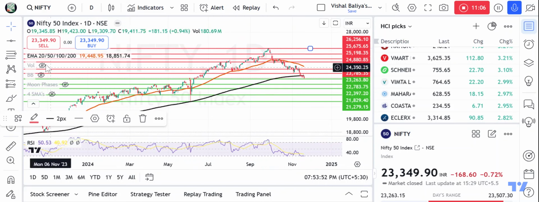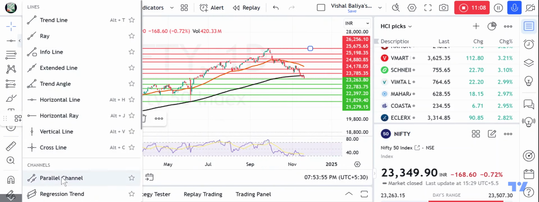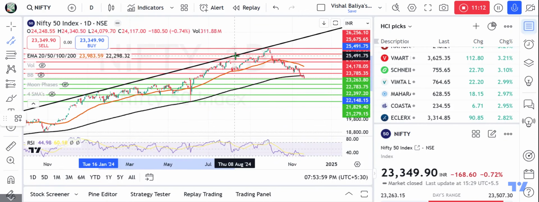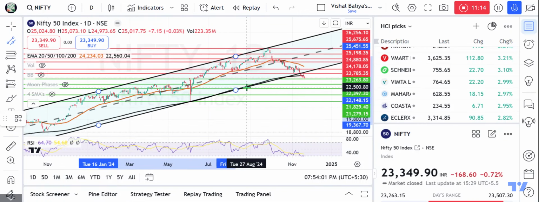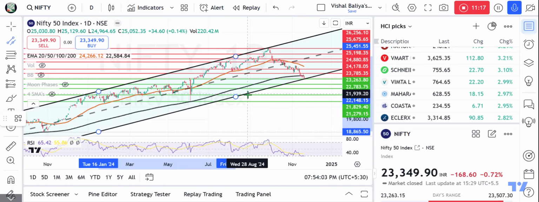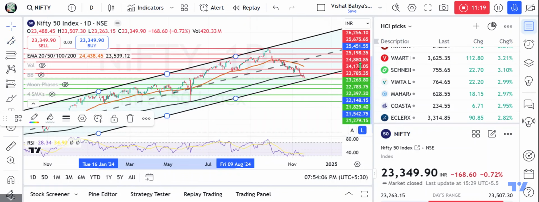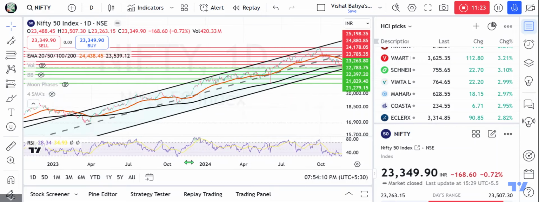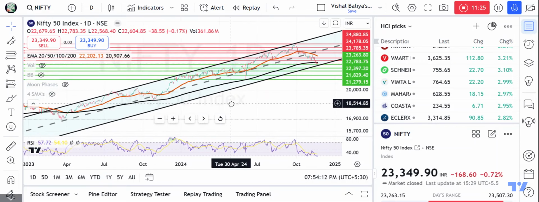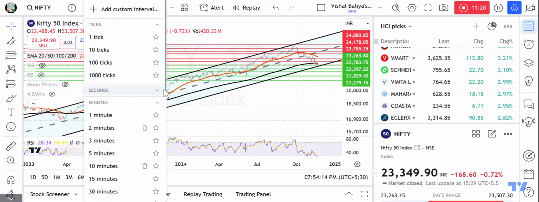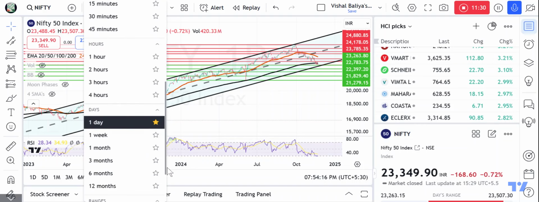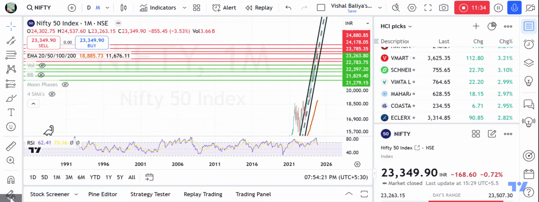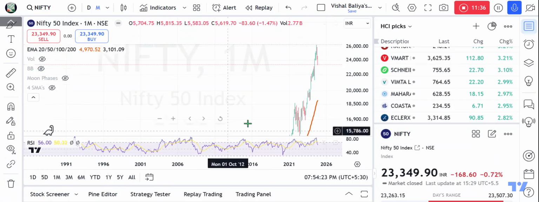If you look at it, I'll show you a parallel channel here also. A parallel channel is usually drawn like this. Right now we might be near the bottom, or in a zone where I'll try to draw a parallel channel on the weekly or monthly chart, so that we get a long term perspective of where Nifty is going.